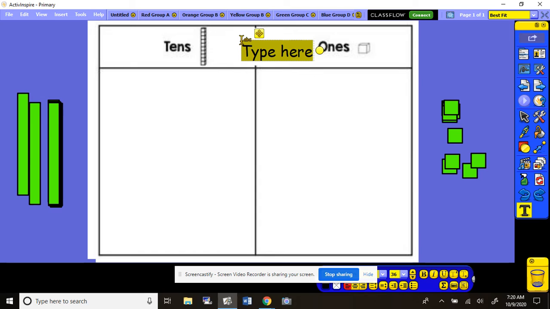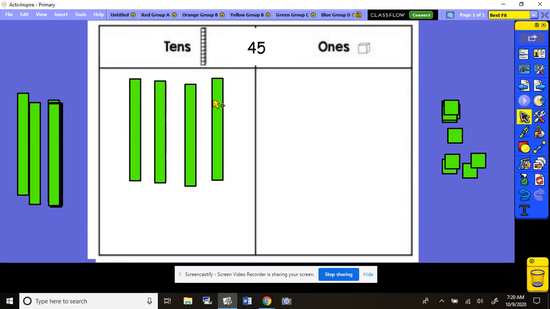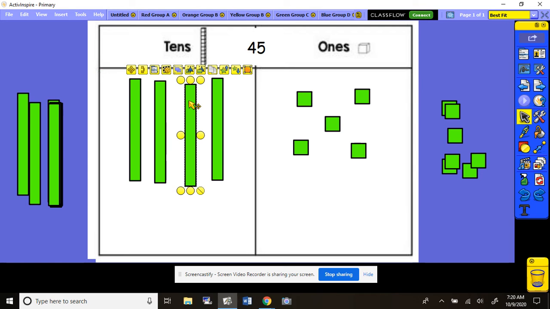All right, let's show the number 45. So if I'm showing the number 45, how many tens are there in that number? 1, 2, 3, 4 tens. And how many ones? 1, 2, 3, 4, 5. Now I'm going to practice counting using tens and ones. I count by tens and then count on by ones. So I get 10, 20, 30, 40, 41, 42, 43, 44, 45.